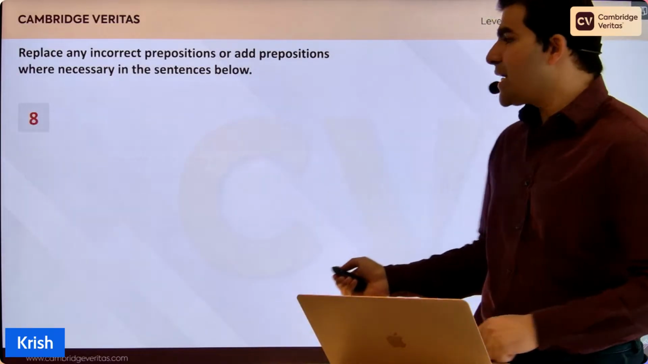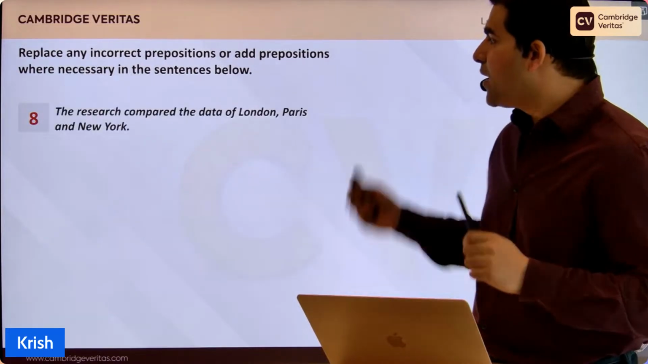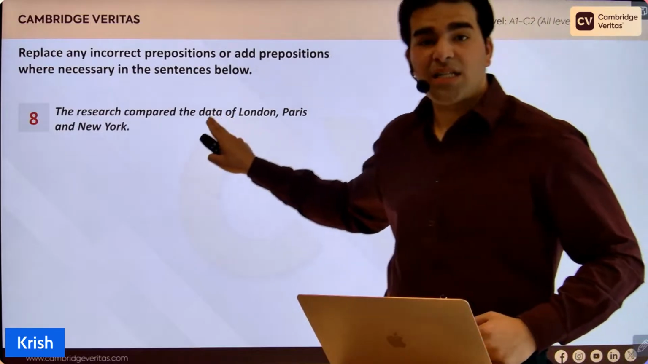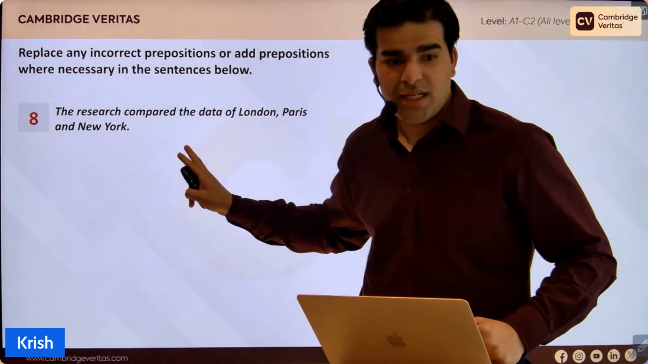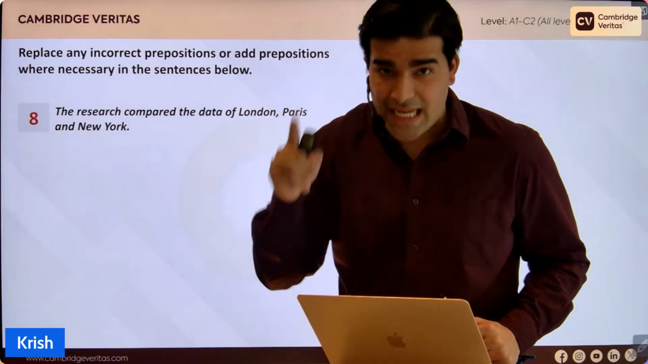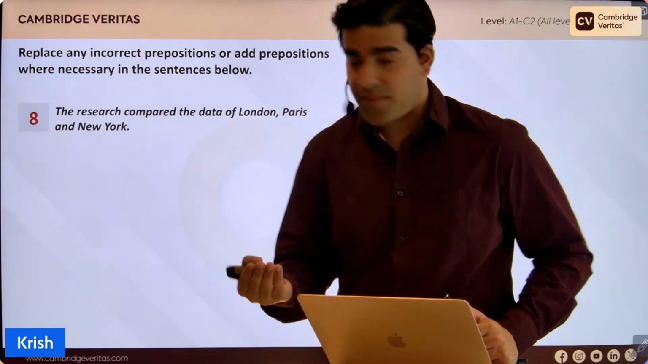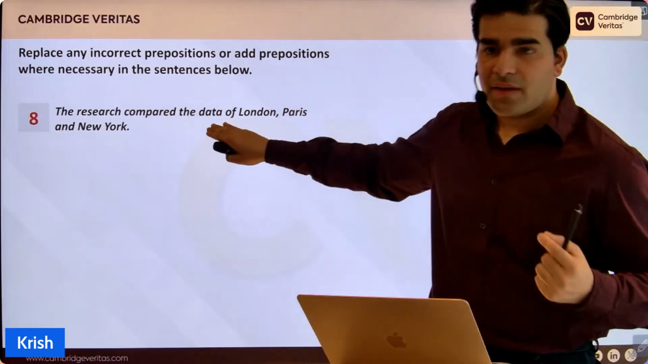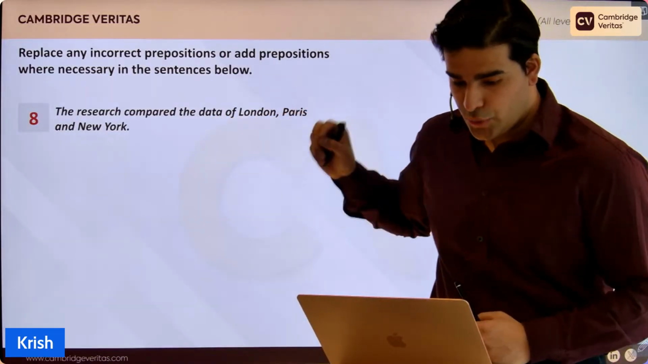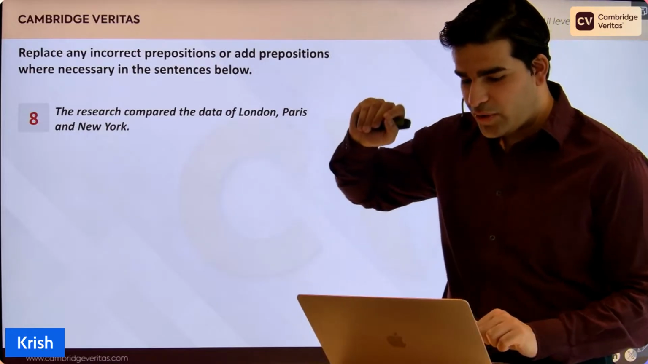So this is mistake number 8, third last mistake. The research compared the data. By the way, this is data or data, not data. It is data. One more time, repeat after me. Data. So it compared the data of London, Paris, and New York. So what is the right answer? Thank you, Priya. Wonderful.